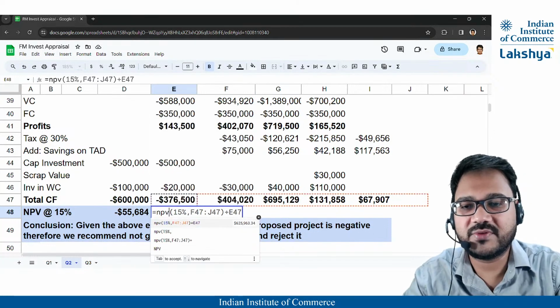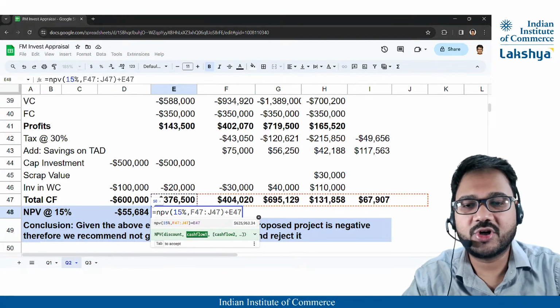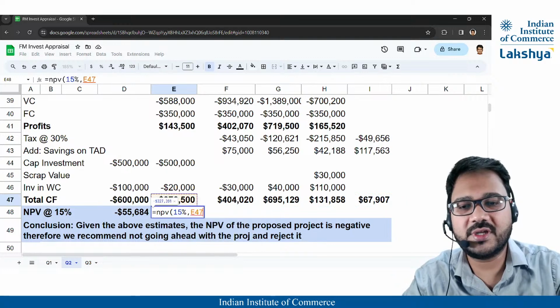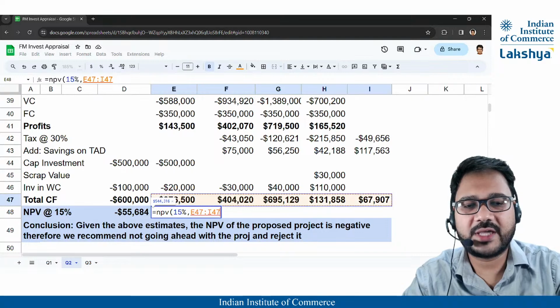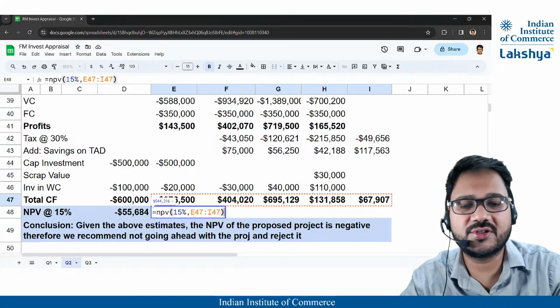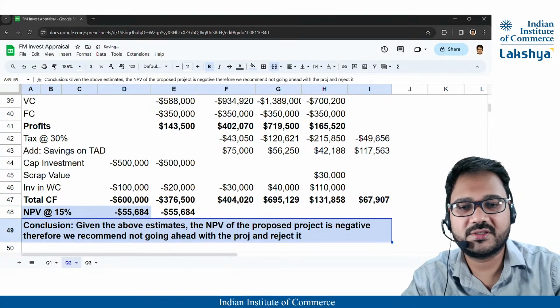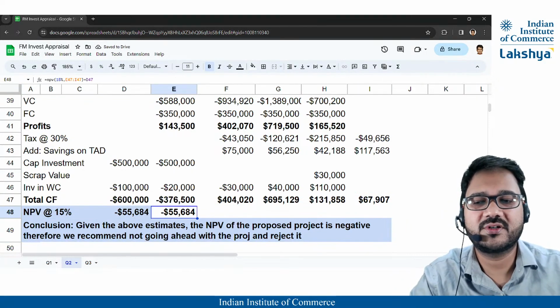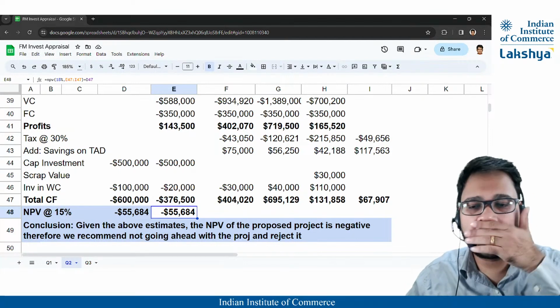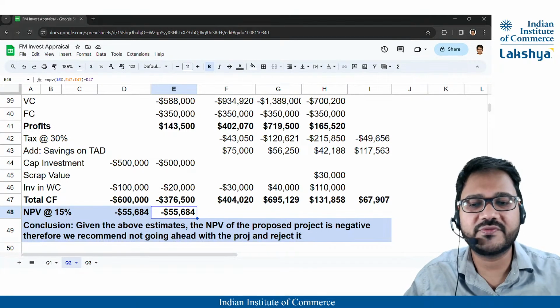NPV is equal to NPV, bracket open, 15% is the discounting rate. Select all cash flows from year one only. We will not take year zero. So shift, arrow, arrow, arrow, arrow, selecting all of them together, bracket close, minus, adjust for your zero. So this is already in minus, so I'm just writing a plus sign and then this, okay, 55,684, right? So to conclude, given the above estimates, the NPV of the proposed project is negative. Therefore, we recommend not going ahead with the project and reject it.